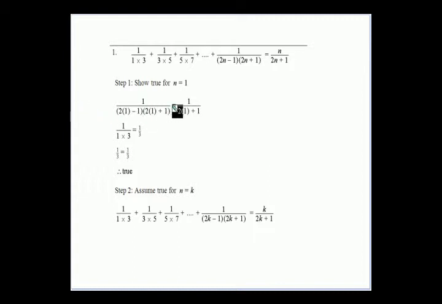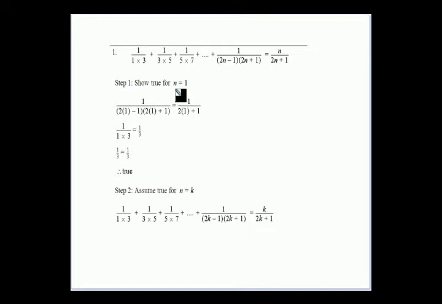Okay, in this problem, what we've got to do is prove that the sum of these terms is equal to this expression. The general term is the fraction 1 over (2m minus 1) times (2m plus 1). So basically it's 1 over the product of consecutive odd numbers, and the sum comes to m over 2m plus 1. We've got to work this out by mathematical induction.